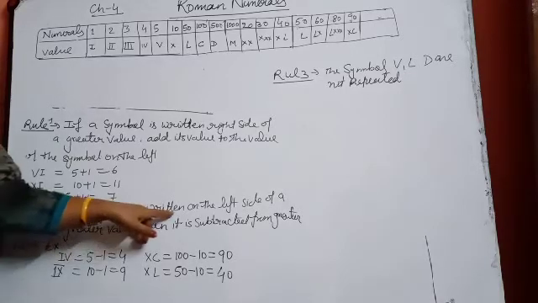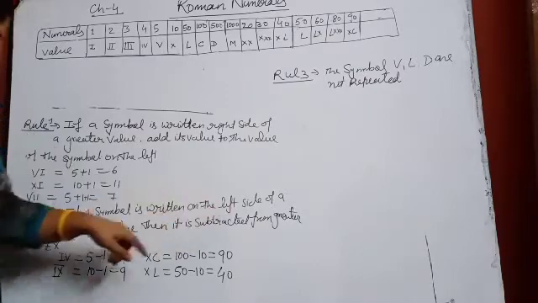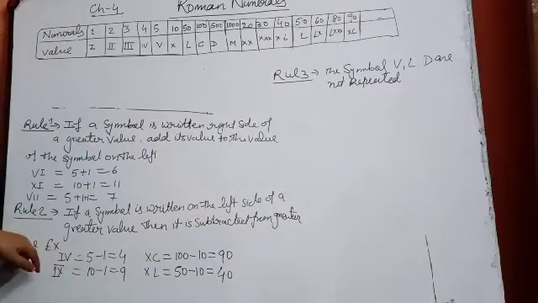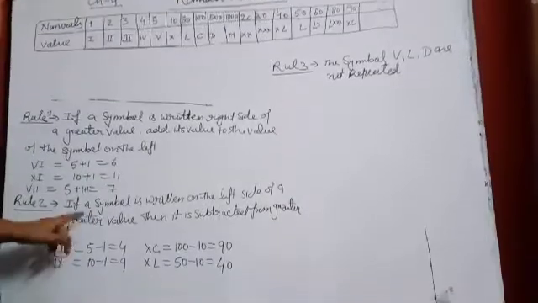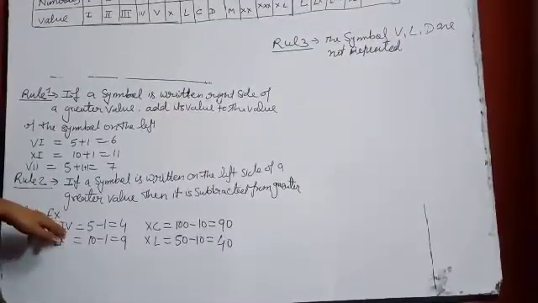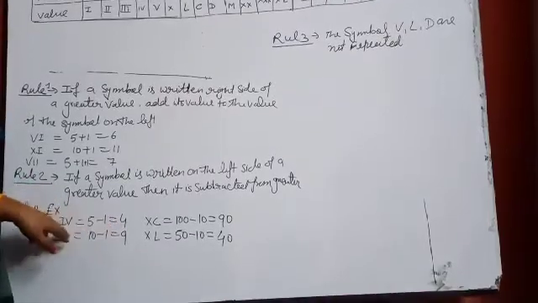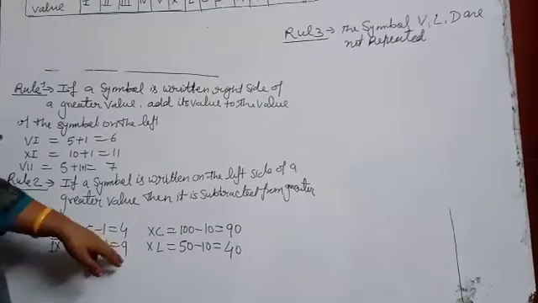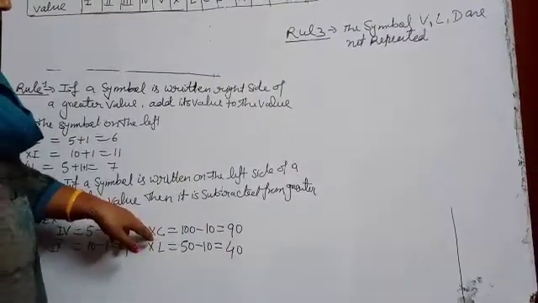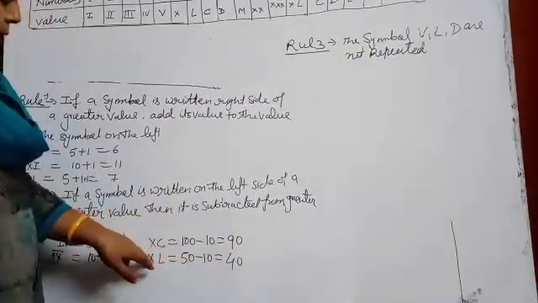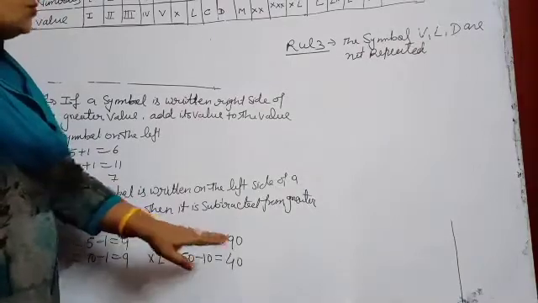If a symbol is written on the left side of a greater value, then it is subtracted from the greater value. For example, IV is there. At this time the greater value sign is on the right hand side and the smaller is on the left hand side. So what will you do? 5 minus 1 is equal to 4. In X, the greater value is on the right hand side and 1 is on the left hand side, so 10 minus 1 is equal to 9. XC means 100 minus 10 is equal to 90. XL, 50 minus 10 is equal to 40.